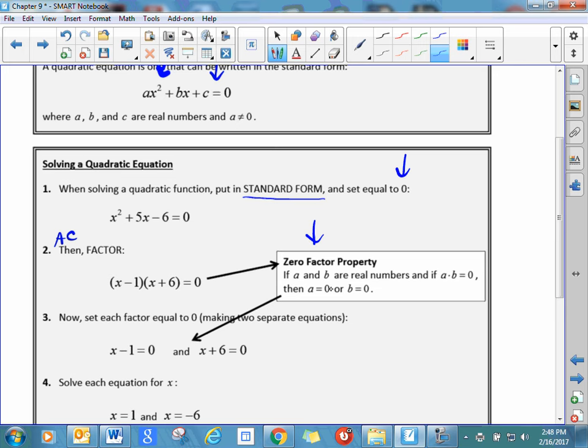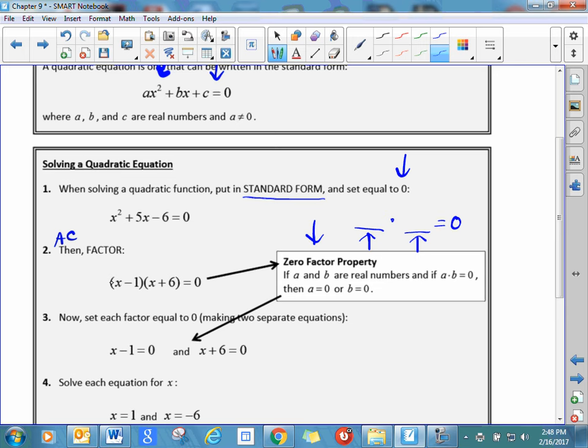So we're going to use a new rule that you haven't heard of before, but it's going to make sense to you when I talk a little bit about it, and it's called the zero factor property. And essentially it says if you've got 2 numbers whose product is 0, then it stands to reason that one or both of these factors have to be 0, because we know 0 times anything is 0.